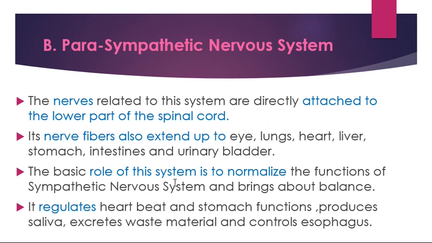We can say that this system controls the functions of autonomic nerves under normal conditions. It regulates the heartbeat, makes the stomach function properly in a normal way, produces saliva, excretes waste material, and controls the esophagus and the digestive system. When the organism is at rest, this system assumes control and helps the body get the usual amount of energy to perform its functions. And this parasympathetic system continues working to provide energy for daily life.